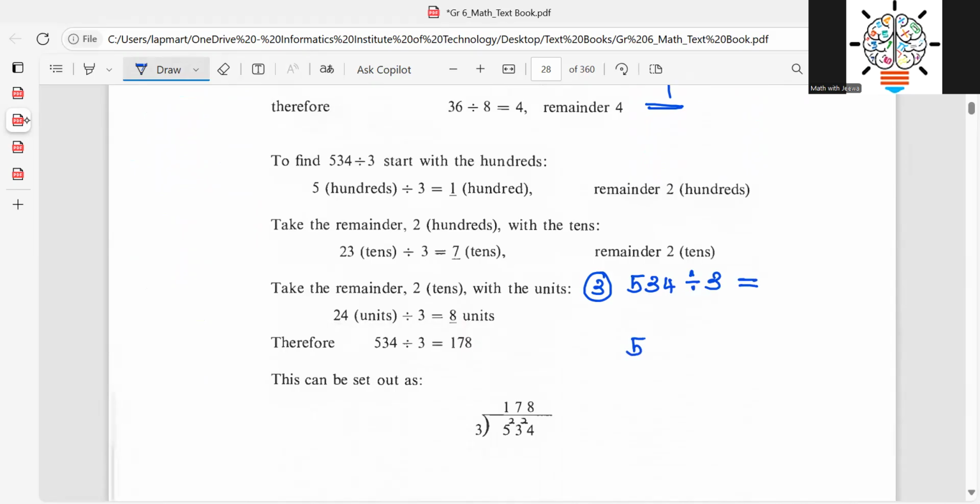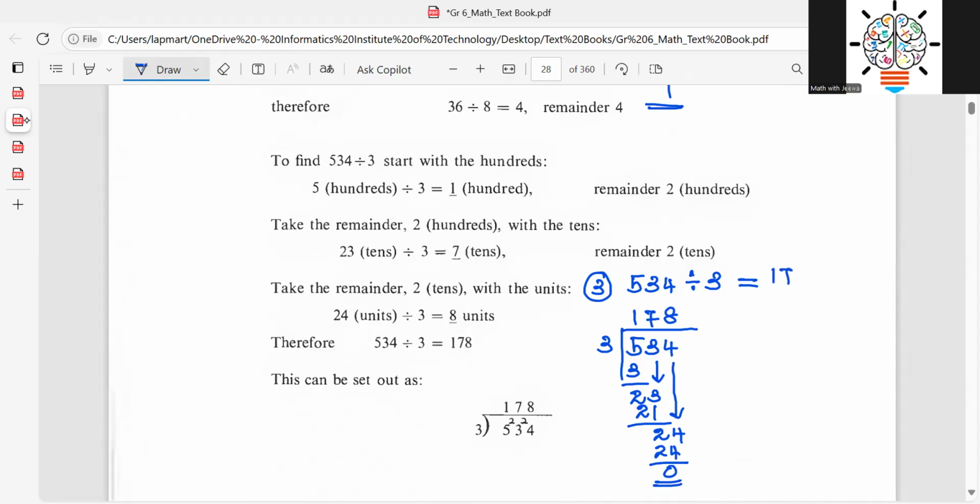So what I do, that 534, when you divide this by 3, 3 times 1, 3, 2 remainder, you bring this 3 down, 3 times 7, 21, so then 2 remainder, and you bring here that 4, 3 times 8, 24, and no remainders. So how are you going to write the answer?